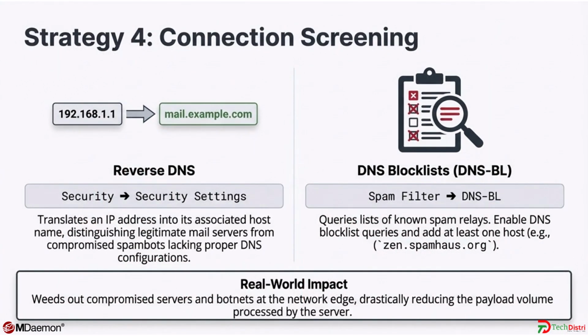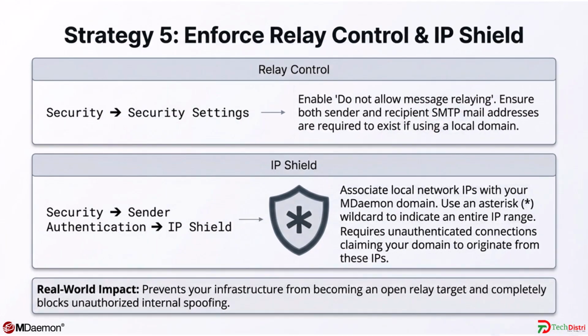Before analyzing message content, Fn can evaluate the sending server itself. This process is called connection screening. First, Fn performs reverse DNS verification. This confirms whether the sending IP address correctly resolves to a legitimate mail server hostname. Many spam bots fail this check. Second, enable DNS blocklist lookups under spam filter DNSBL. These lists maintain global databases of known spam-sending IP addresses. By blocking suspicious hosts at the connection stage, the server stops many attacks before they even reach the spam filter engine.